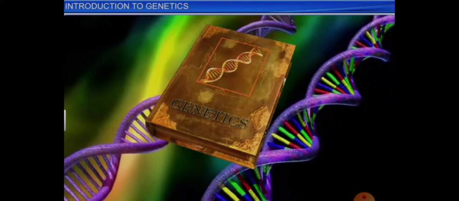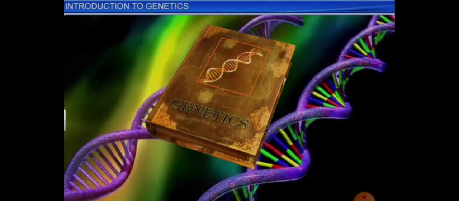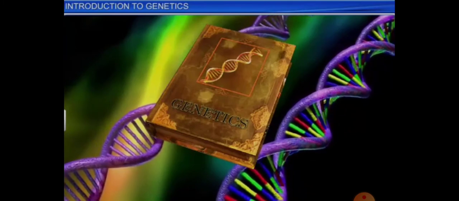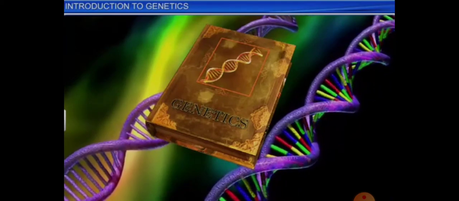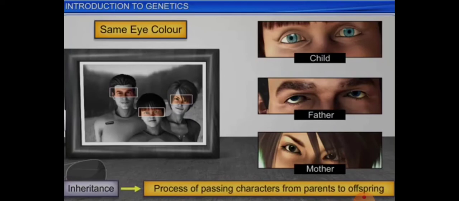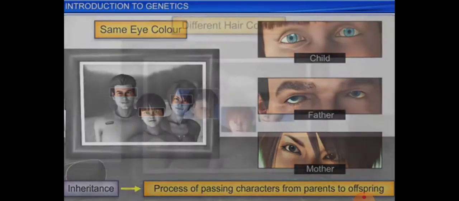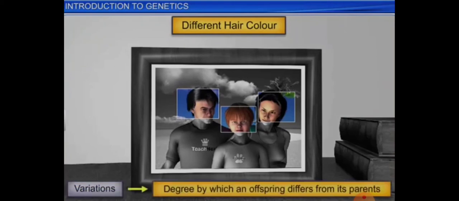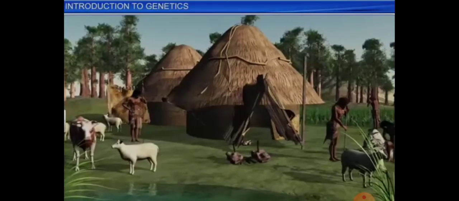Genetics is a branch of biology that studies inheritance and variations in characters among related organisms, largely in the evolutionary aspects. Inheritance is the basis of heredity, passing from one generation to another. So the offspring differs from its parents.